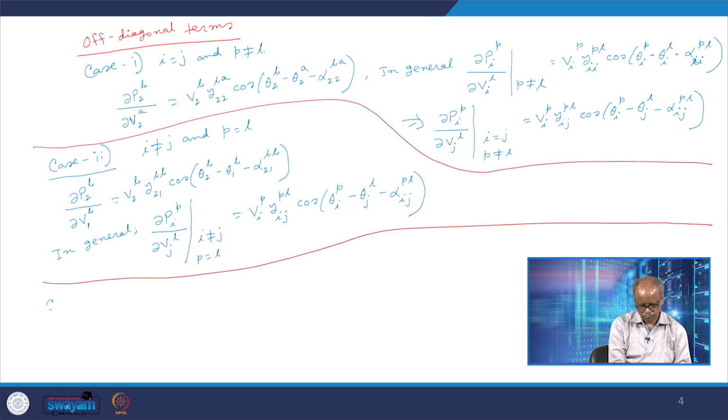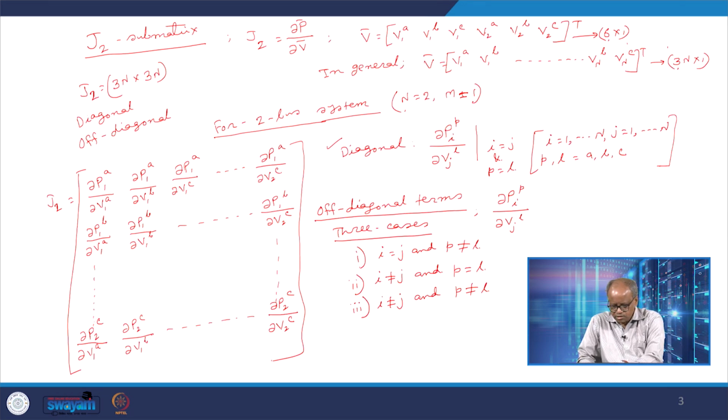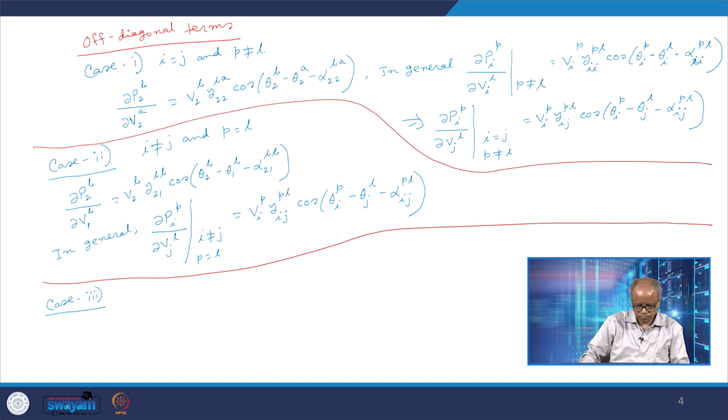Case 3. We said case 3 is I is not equal to J and P is not equal to L. So I is not equal to J and P is also not equal to L. So del P2B by, let us say, del V1C, I is not equal to J and P is not equal to L.